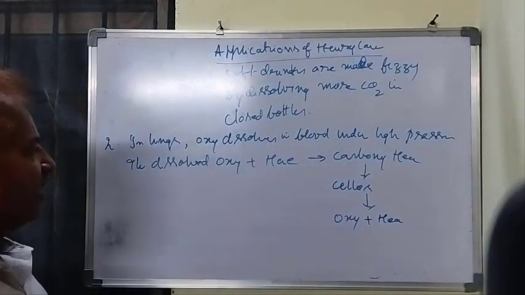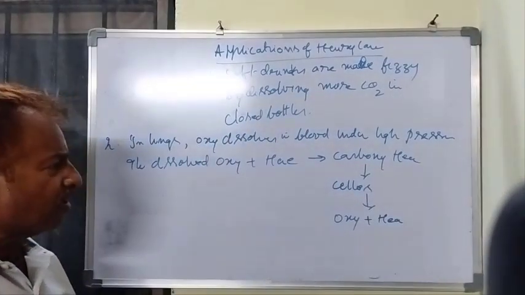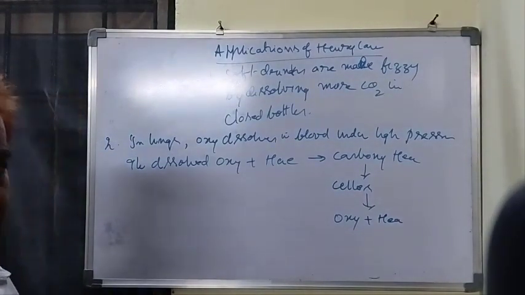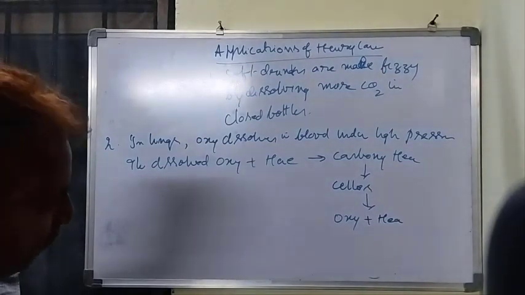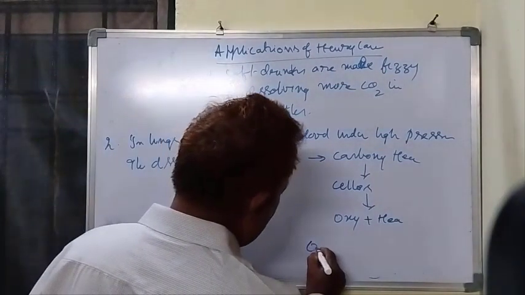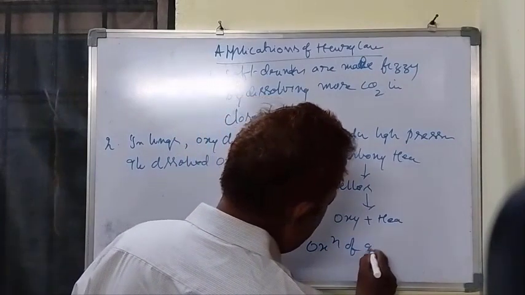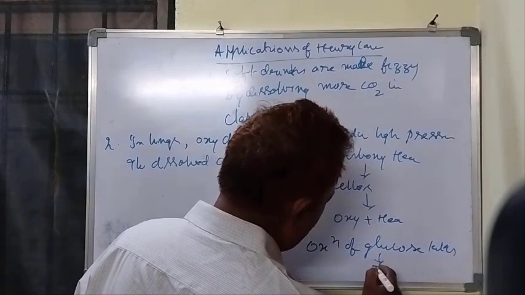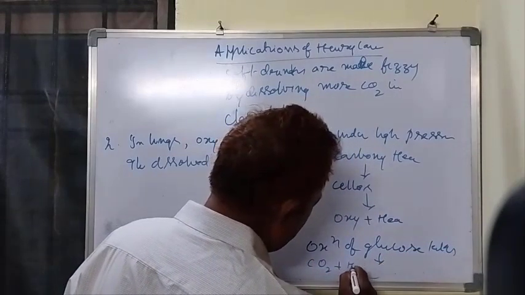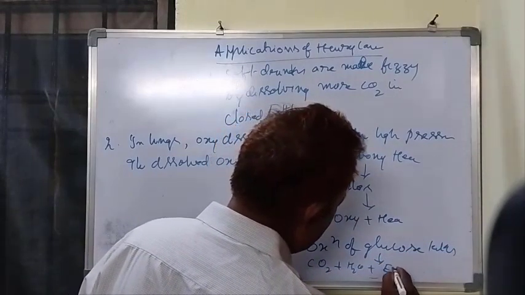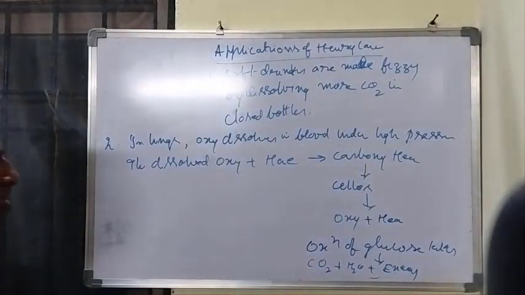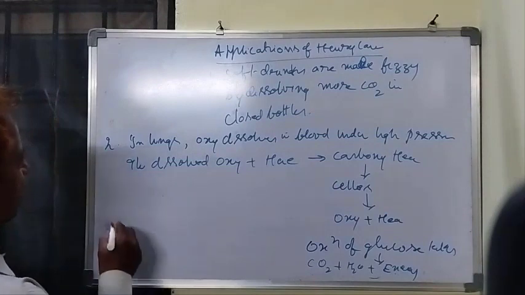Thus what happens in lungs under high pressure? Oxygen dissolves in blood, and of course the dissolved oxygen goes into the cells, and burning takes place. That is, oxidation of glucose takes place. As oxidation of glucose takes place, we get carbon dioxide and water, and of course energy. So this energy is used for life processes. This takes place during respiration.